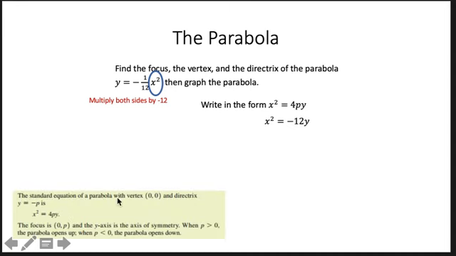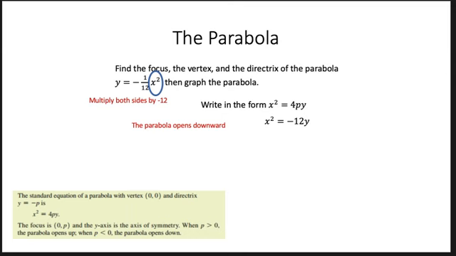So we're looking at this from the definition with the standard form of the equation. I'm looking at this example, x squared equals 4py. Now, is p positive or negative? Well, since I see a -12 here, p has to be negative. And that means the parabola is opening downward.